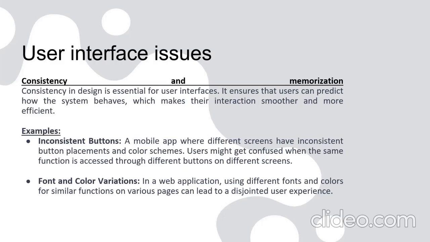Consistency and memorization are other issues. Consistency in design is essential for user interfaces. It ensures that users can predict how the system behaves, which makes their interaction smoother and more efficient. For example, inconsistent buttons, fonts and color variations are some of the issues that can be faced while using these types of applications. In a mobile app where different screens have inconsistent button placements and color schemes, users might get confused when the same function is accessed through different buttons on different screens. In a web application, using different fonts and colors for similar functions on various pages can lead to a disjointed user experience.